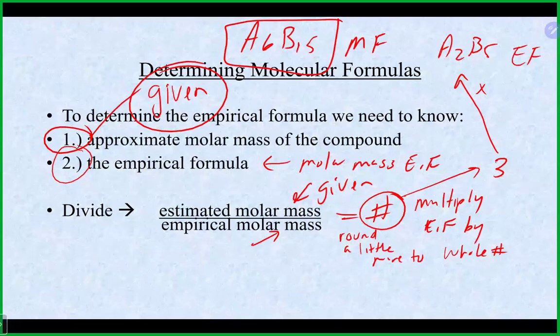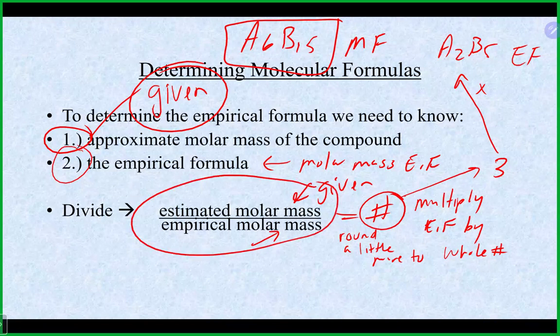So you could do a little bit more free rounding here to the whole number when you're doing this calculation than you can when you're doing the empirical formula sort of rounding. And again, you should be in good shape. Any questions?